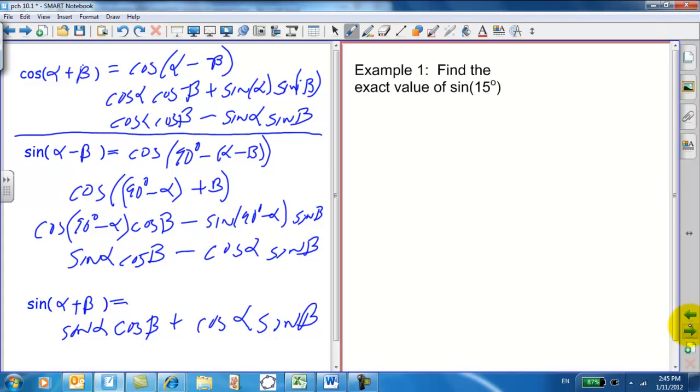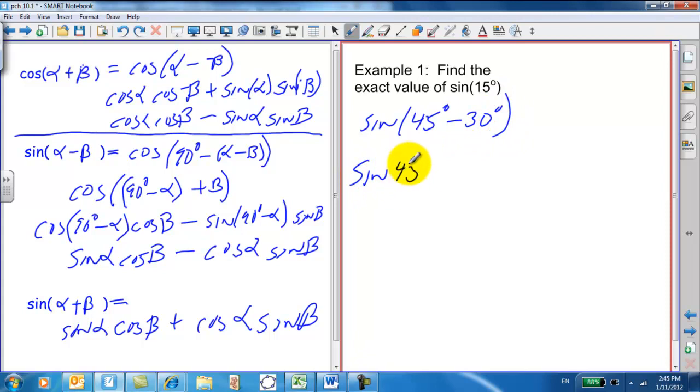Now let's find the exact value of the sine of 15. 15 degrees is not one of our special angles yet. But we can write 15 as 45 minus 30, which are two of our special angles. So now I can use the sine expansion. Sine 45 cosine 30 minus the cosine of 45 sine of 30. And these values you should have memorized, and this should come just tripping off your tongue here.